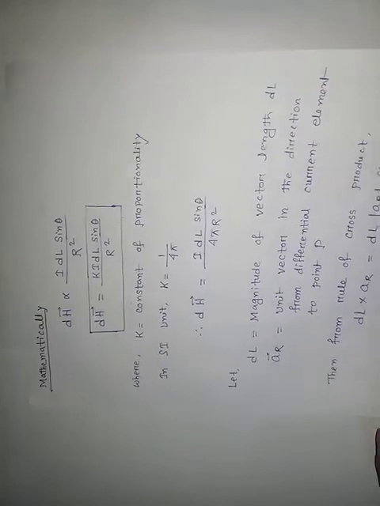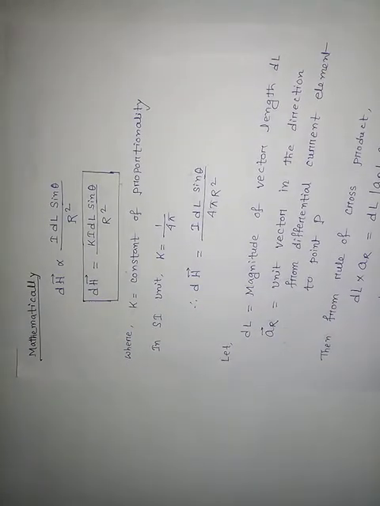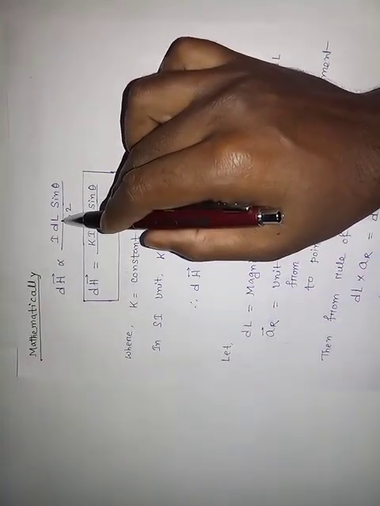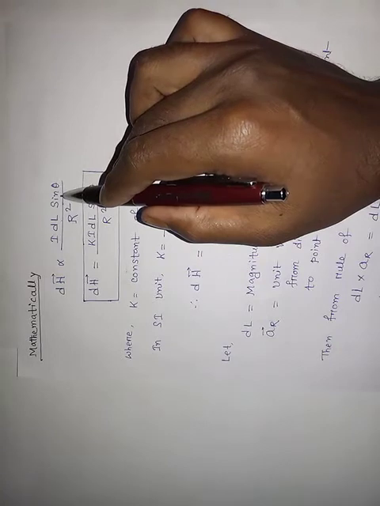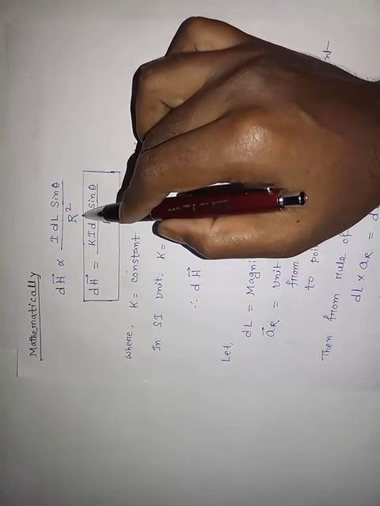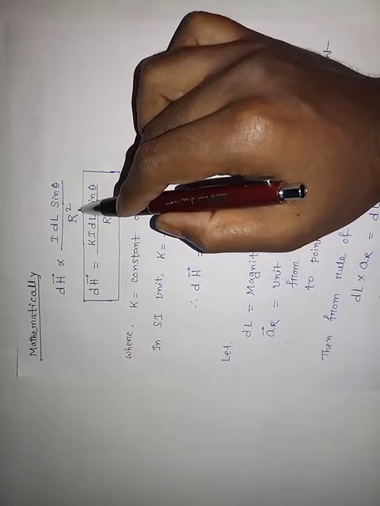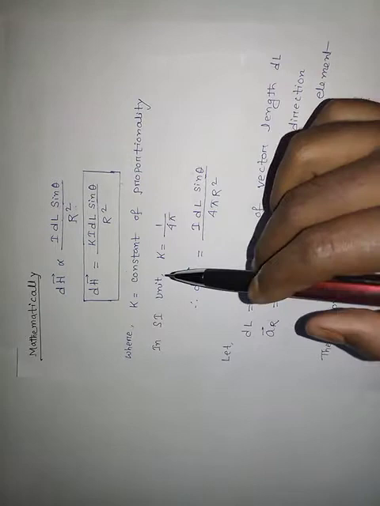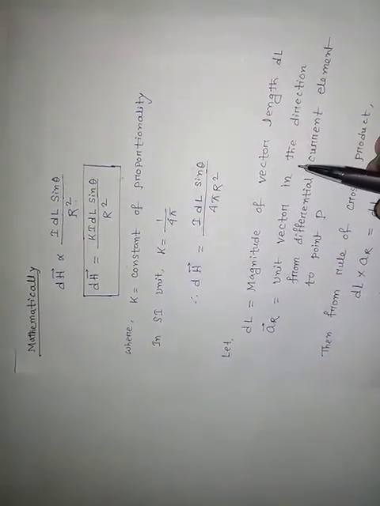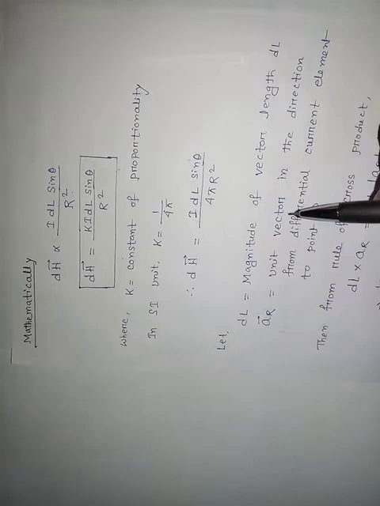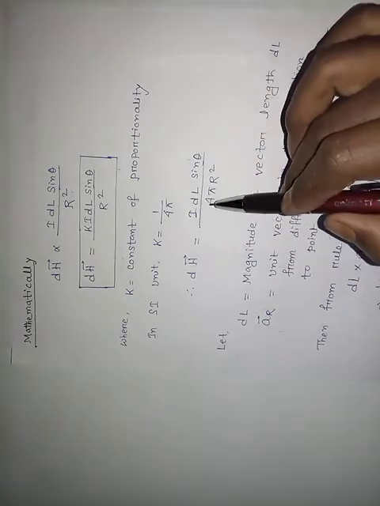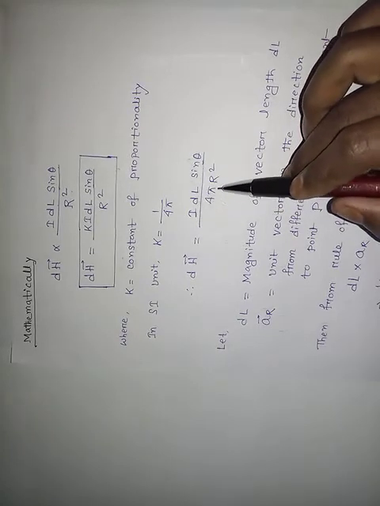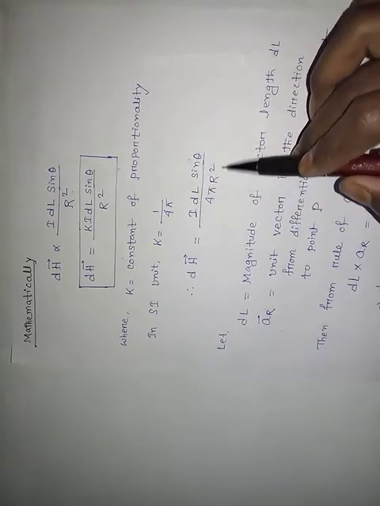Now in the mathematical form, the first point says the product of current with the differential length dl. Next, proportional to the sine of the angle, and inversely proportional to the distance squared, that is r square, directly proportional to the magnetic field intensity. So we take a constant k here, where k is the constant of proportionality. In SI units, k is 1 by 4 pi, so dH equals I dl sine theta by 4 pi r square.